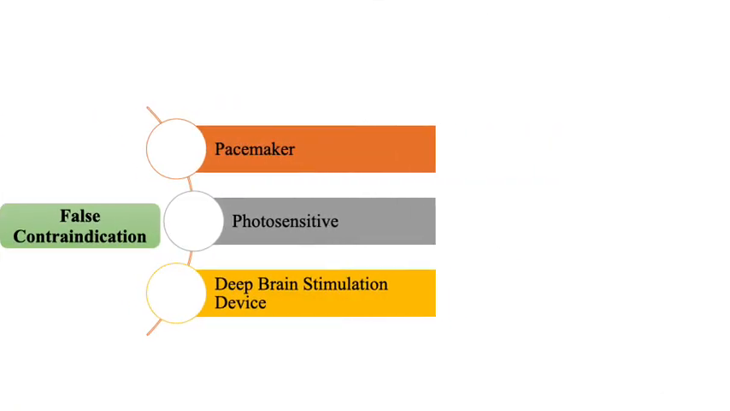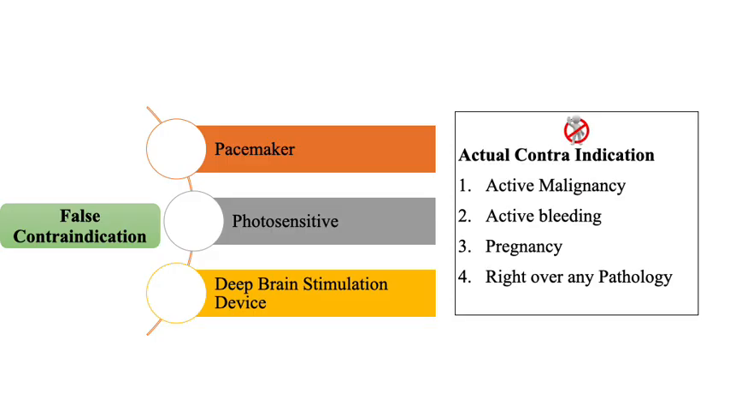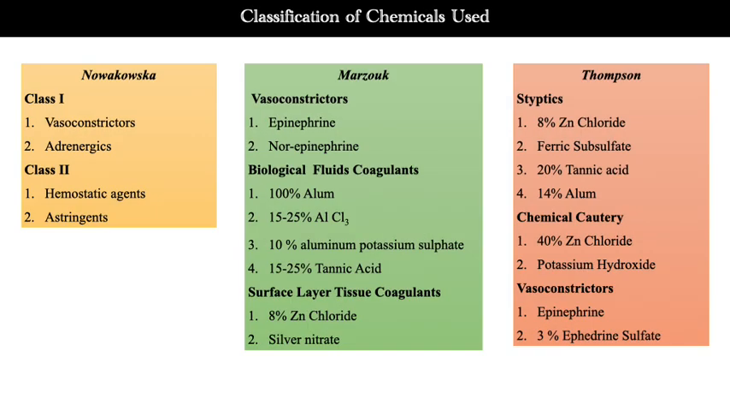So when it comes to laser, you have two different types of contraindication. The false contraindications, or the myths, say that the laser should not be used with a pacemaker, in photosensitive patients, and in patients with a deep brain stimulator. The actual contraindications are only when there is a clinically active malignant lesion, active bleeding, patients who are pregnant, and right over any pathology on the soft tissue. Now, chemicals used in gingival displacement again have three classifications.